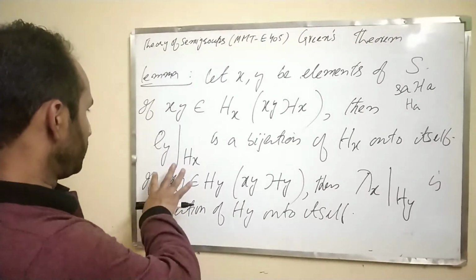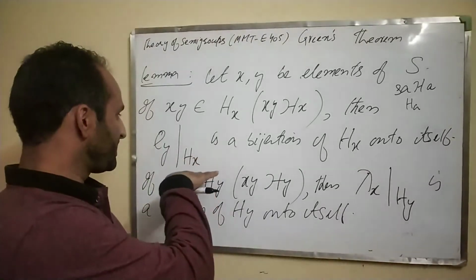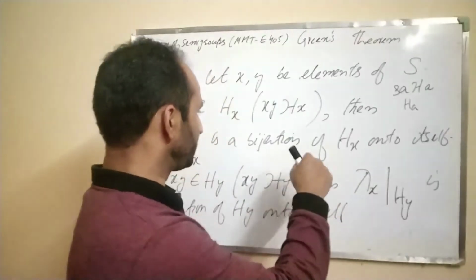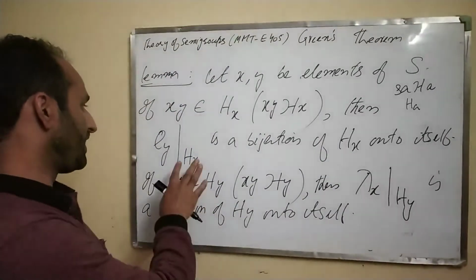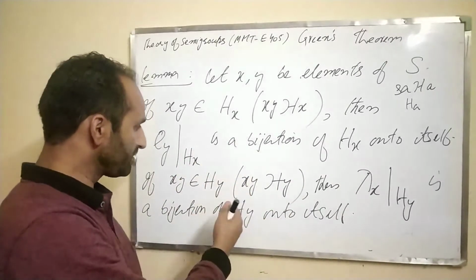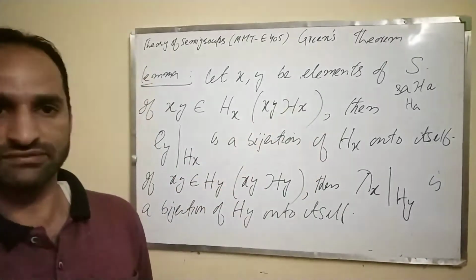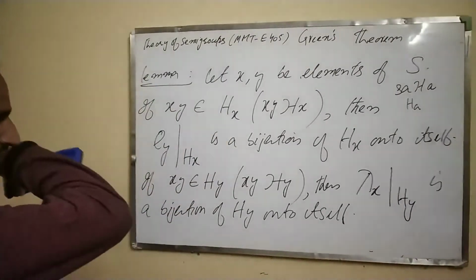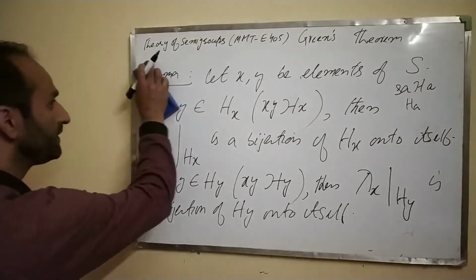So those mappings, those translations, this is the right translation, this one is the left translation. When they are restricted onto Hx and Hy respectively, they are bijective mappings onto the set itself. Now next we have a theorem that we call Green's theorem.